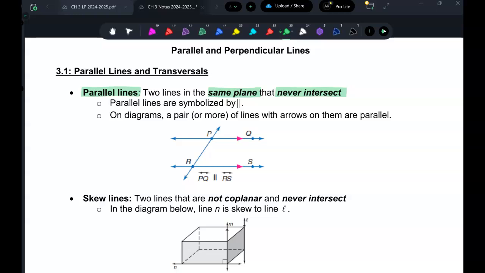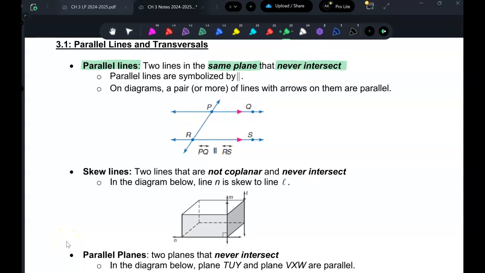Otherwise, what would that mean? That our ceiling would be lopsided and eventually collapse, or the floor, or both. We don't want that to happen. But let's take the line here, and how about the line in the back of the classroom going up and down? Will those ever intersect? No. So when we have parallel lines, again, they have to be in the same plane.